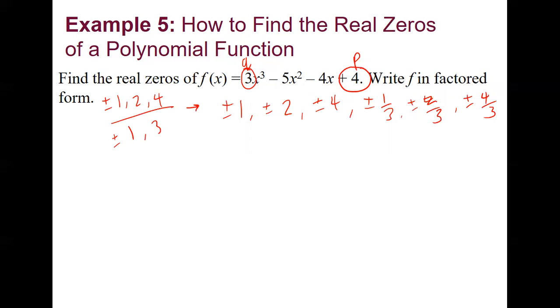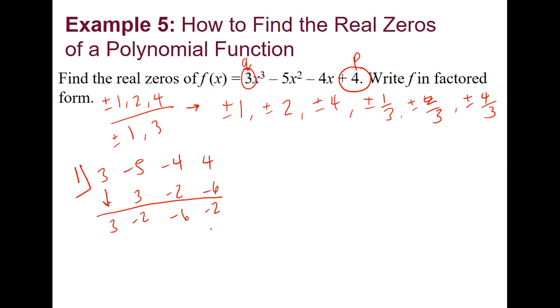So how do we want to start? You just got to literally choose a number that you think will get you to 0. Want to start easy with 1? We can start easy with 1. So I'm going to put 1 in the box, write out my coefficients, 3, -5, -4, and 4. Start it up. So you bring down the 3 and we diagonally multiply. What's 1 times 3? What's -5 plus 3? What's 1 times -2? What's -4 minus 2? What's 1 times -6? And what's 4 minus 6?